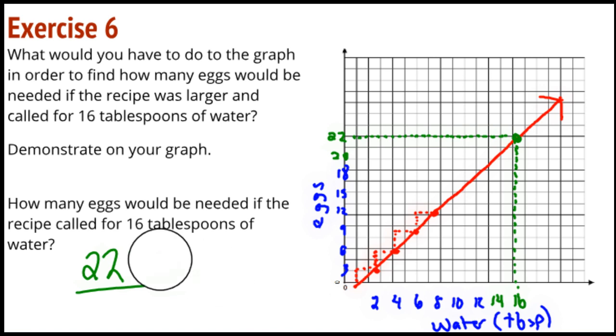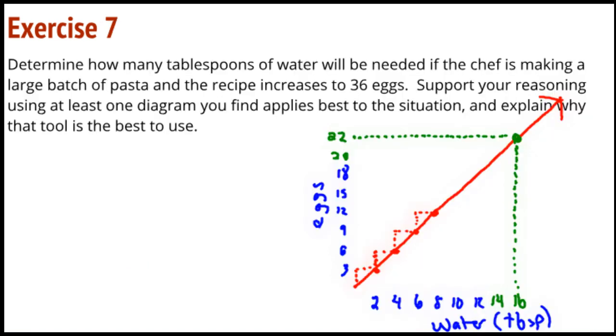All right, and then determine how many tablespoons of water will be needed if the chef is making a large batch of pasta and the recipe increases to 36 eggs. And it says support your reasoning with at least one diagram you find applies best to the situation and explain why that tool is the best to use. So we have, of course, tape diagrams, double number lines, tables, equations. We've got graphs. So we have a lot of options here. Of course, it does say diagram. I don't think equation counts as a diagram.